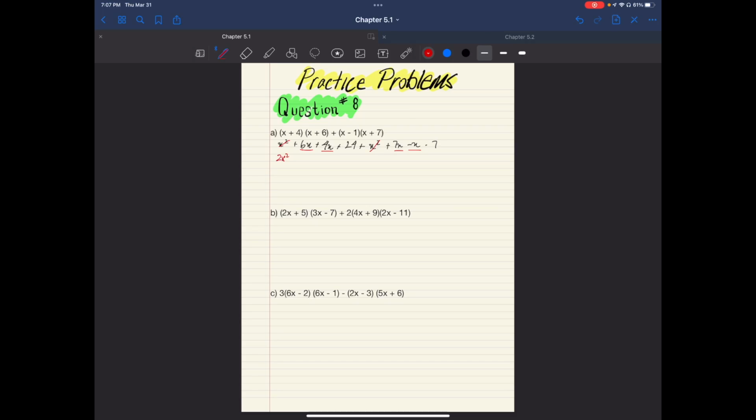So 6 and 4 is 10, and 7 is 17, and minus 1 is 16. So we got all those, and now all the constants. 24, and this is supposed to be a negative 7. 24 minus 7 is 17, plus 17. Now we'll do the next one.